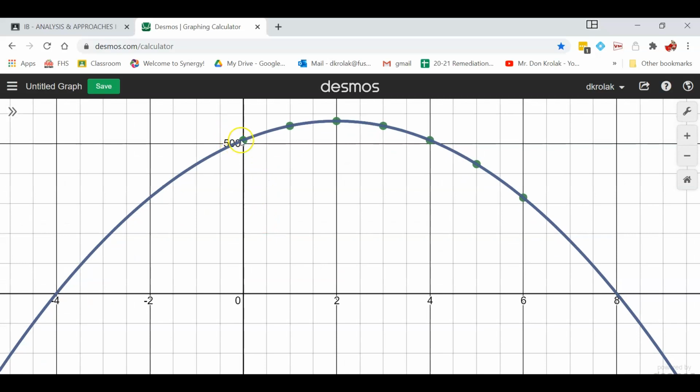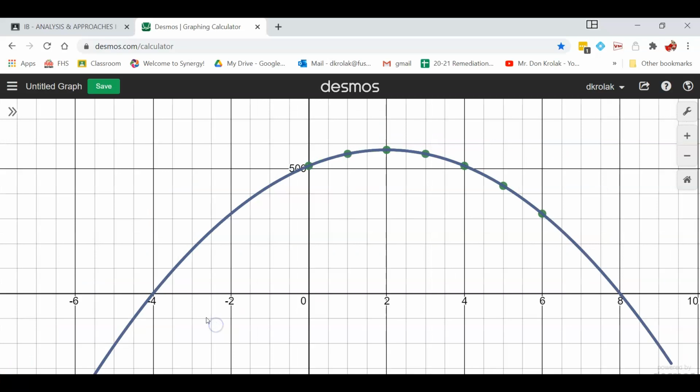Our graph is just from 0 out to 8. 8 is when it hits the ground. This was 0, where it was once the engine cut off, and it coasted up a little bit higher. Then it started to come back down, and at 8 seconds it hit the ground. So the domain of our function is from 0 to 8 based on this graph.